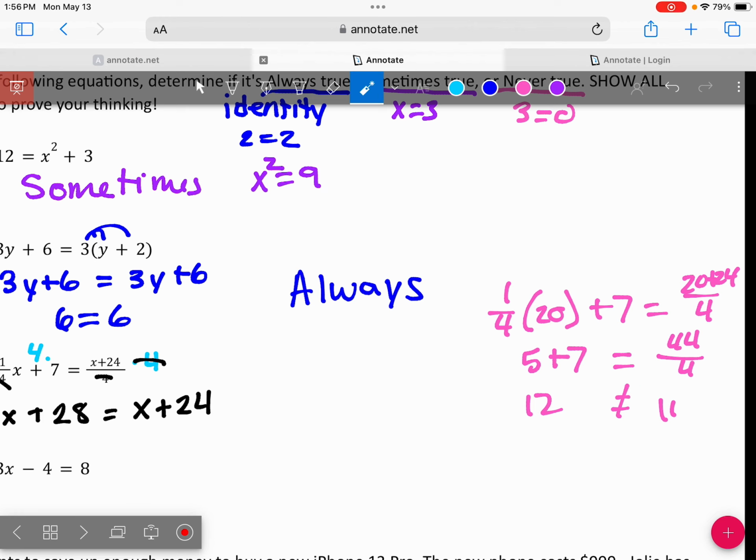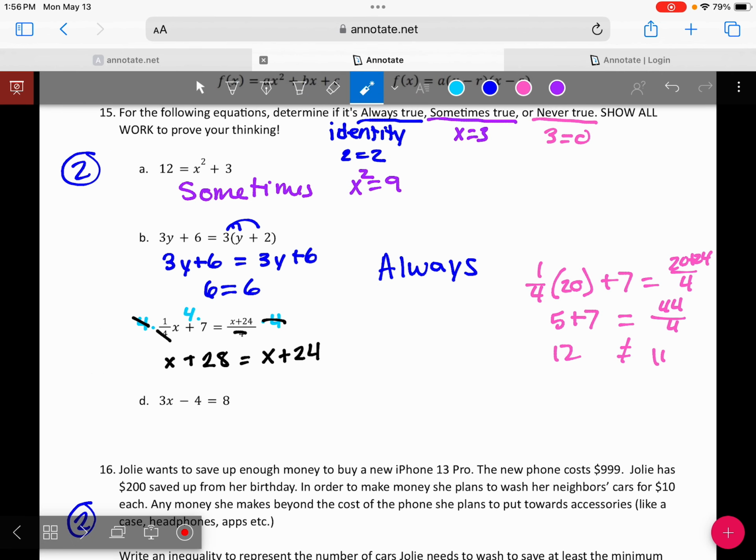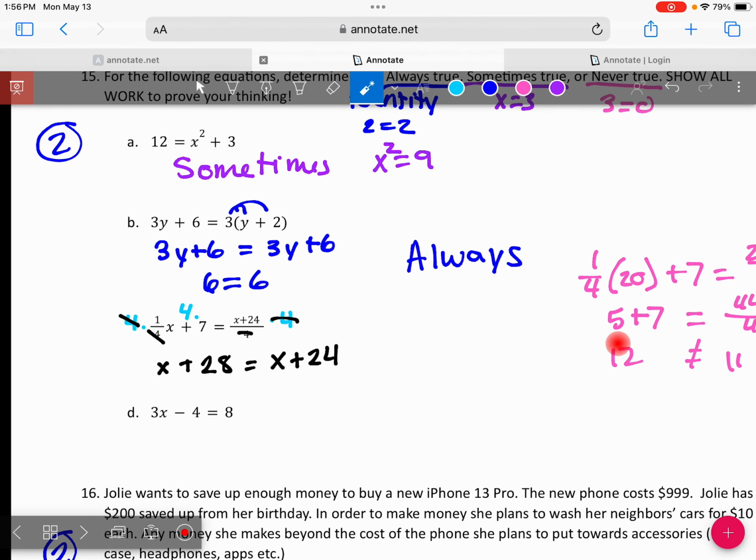I know. But that's okay. That's what we're here for. Okay, so all this proves is that it's not always. So we have to come on over here to notice that this is, in fact, never true. I could subtract my x's from each side, minus x on both sides, and get 28 equals 24. That is a mathematical falsehood. 28 does not actually equal 24 ever.